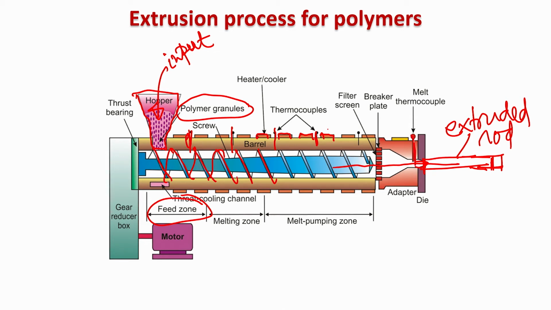Finally, the melt temperature is also monitored by a melt thermocouple. All this temperature monitoring is very important because the polymer's viscosity is directly dependent on the temperature. Therefore, there should be very close monitoring of the temperature of the melt. After the feed zone there is something called the melt zone, and then the third one is called the melt and pumping zone. After the melt zone, the polymers get pushed to the melt and pumping zone, and then it finally goes through the die, and you can get the extruded rod of the polymer.